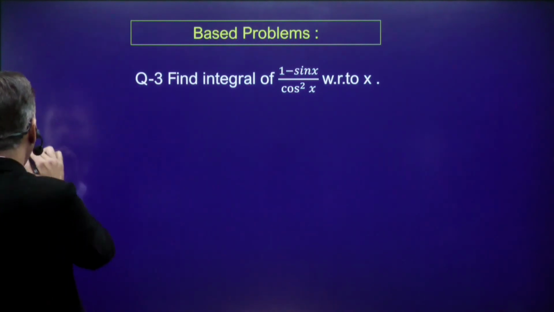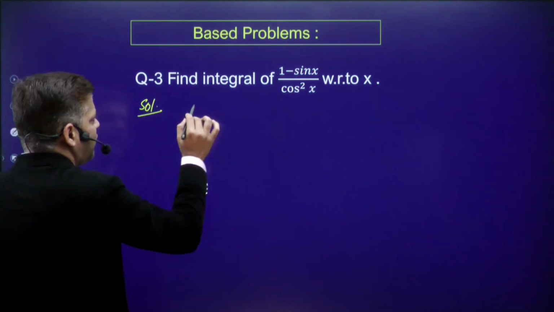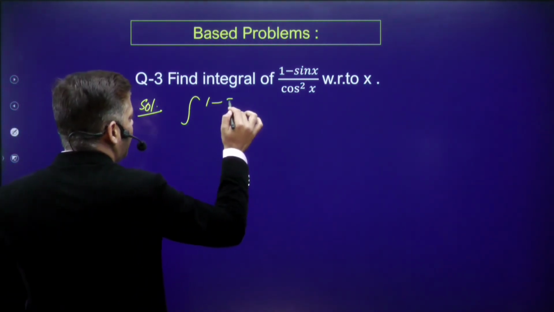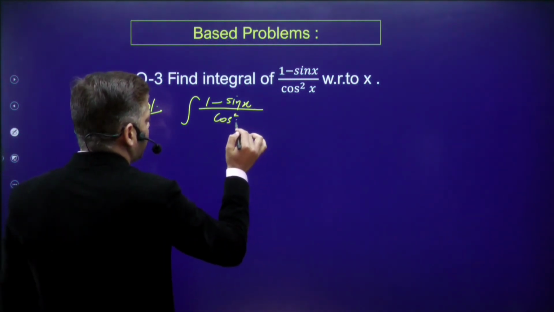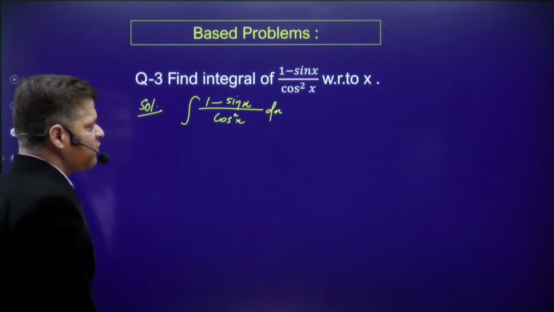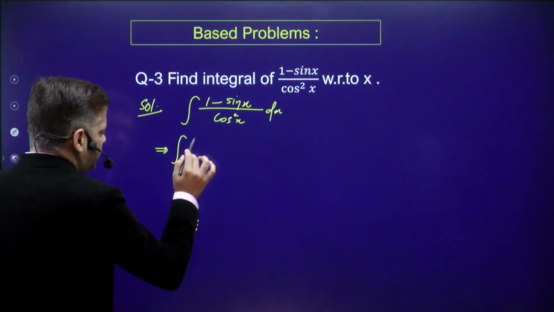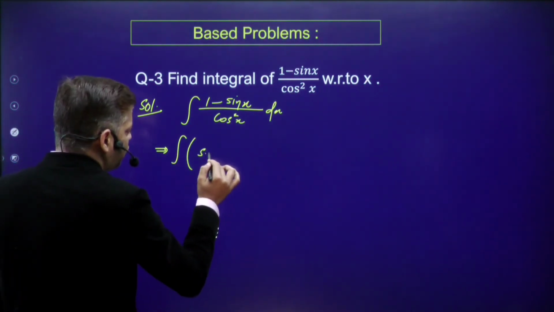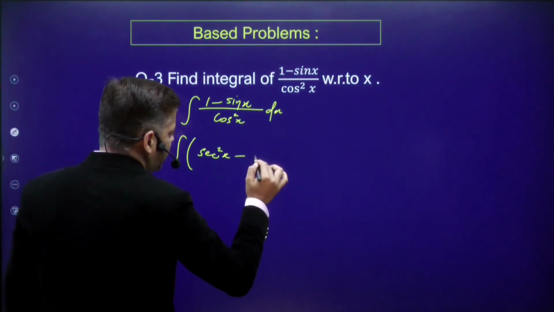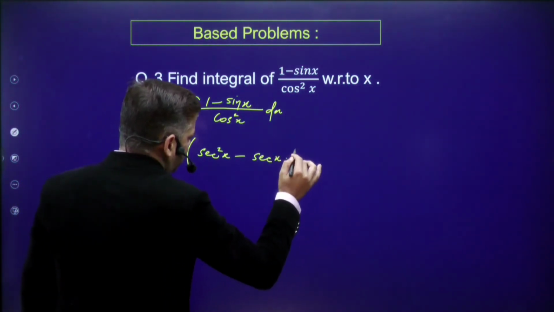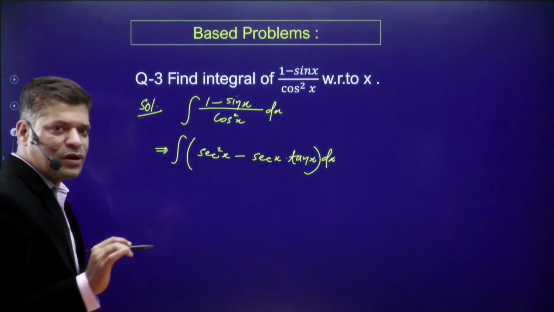So symbolically, how will we write this question? It can be written as the integration of (1 minus sin x) over cos square x into dx. Now we separate both of them. So it will be 1 upon cos square x, that is sec square x, and sin x upon cos square x, that is sec x into tan x dx.